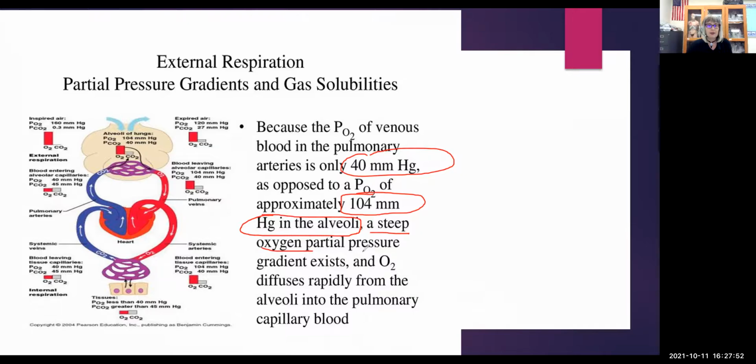This steep oxygen partial pressure gradient will allow the easy diffusion from higher concentration to lower concentration down that gradient into that pulmonary capillary bed to bring that blood to the left side of the heart, left atrium, left ventricle, to the aorta, and throughout the rest of the body.